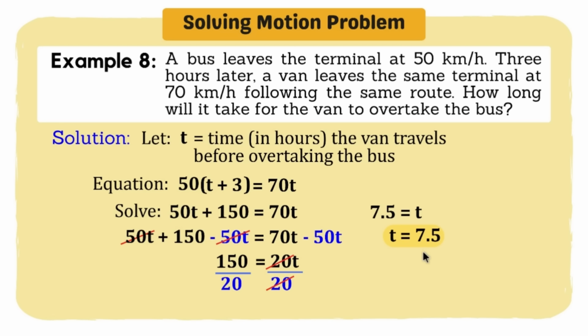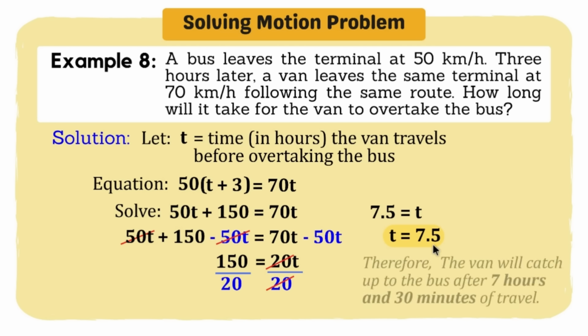Okay, ano po itong 7.5 hours na ito? Ito na po ba yung time na ma-overtake ng van yung bus? Hindi po. Ito lang po yung time na magiging equal na po yung distance nila. So, para ma-overtake niya, it will be more than 7.5. So, therefore, the van will catch up to the bus after 7 hours and 30 minutes of travel. So, pag nadagdagan na po kahit isang minuto, we can now say that the van overtook the bus. Okay, ito po yung ating final answer.